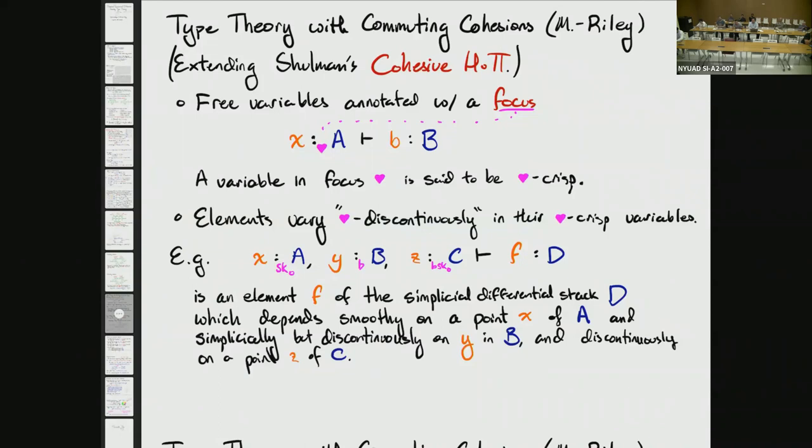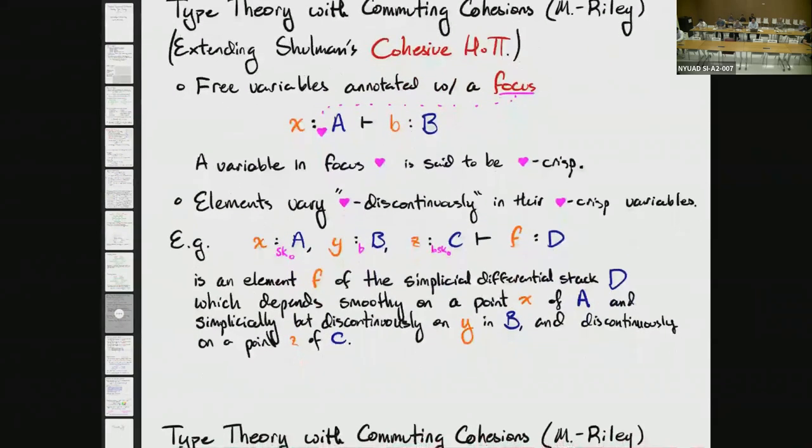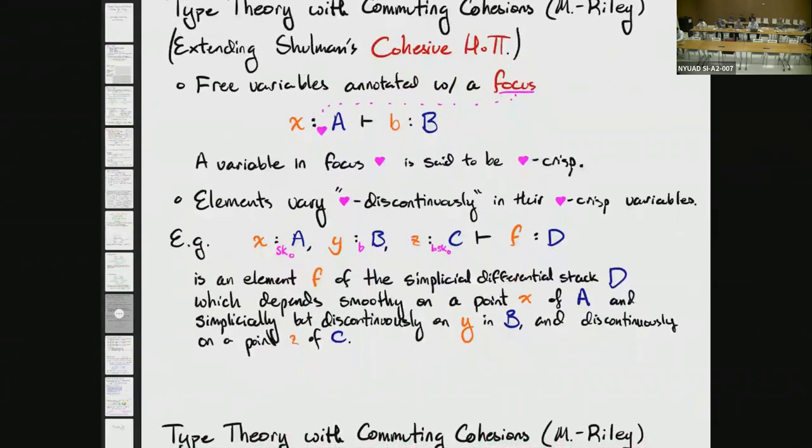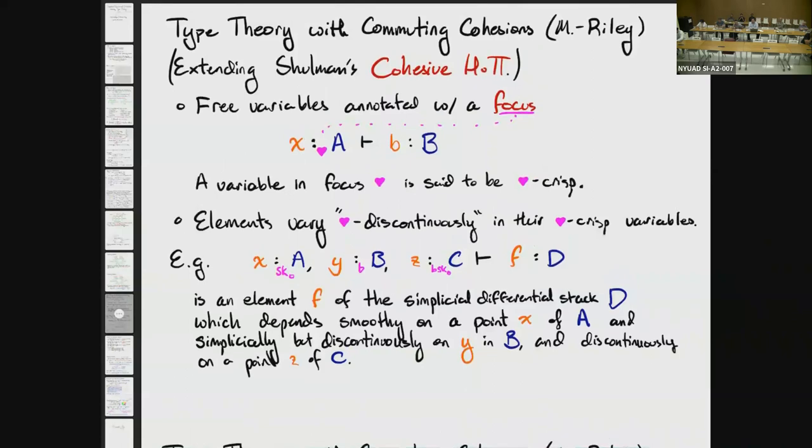Here's another thing. When I have multiple coefficients, I can have multiple different things. So here, this f depends on three variables. Each one of these is both simplicial and differential, so they're simplicial stacks, differential stacks. And this one only depends on the zero skeleton of A. In other words, it only depends on the space of points of A, but it can depend in that way continuously.